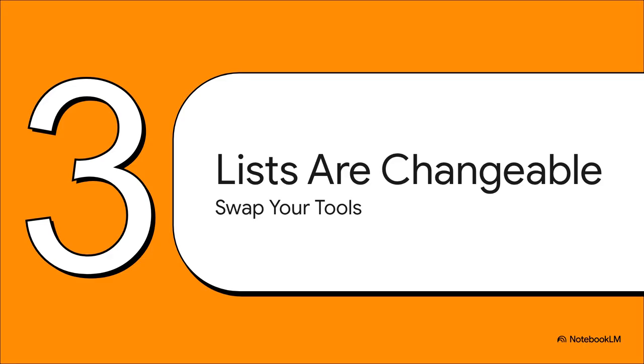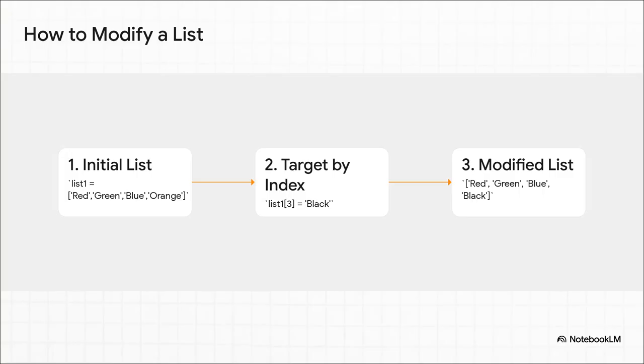So let's see how you'd actually swap one item for another. This is a perfect example. Let's say we have a list of colors. We decide we want to change orange to black. So what do we do? First, we find its index. Let's see. Red is 0, green is 1, blue is 2, so orange is at index 3. Then we just tell Python, hey, the thing at index 3 is now black.